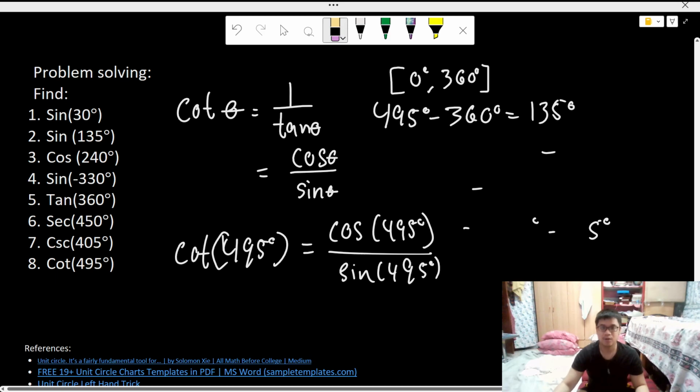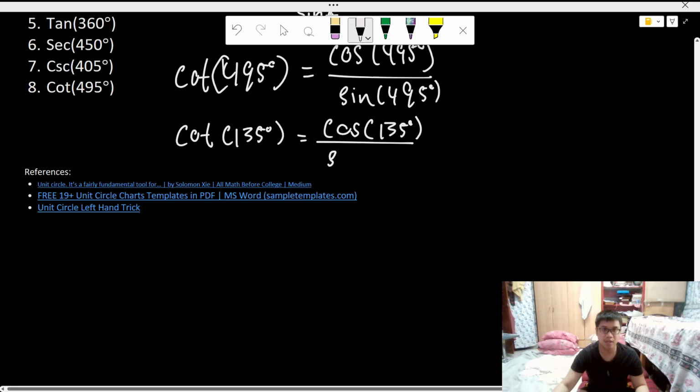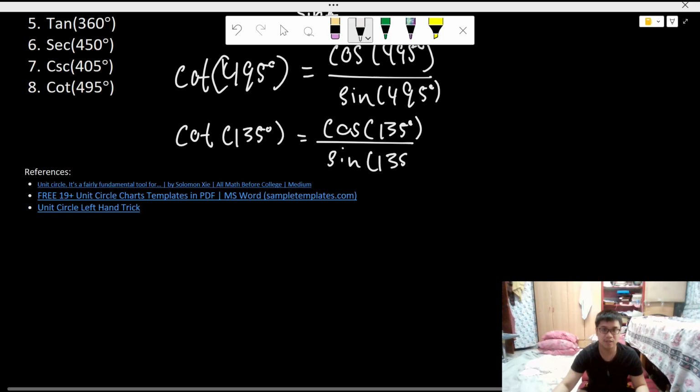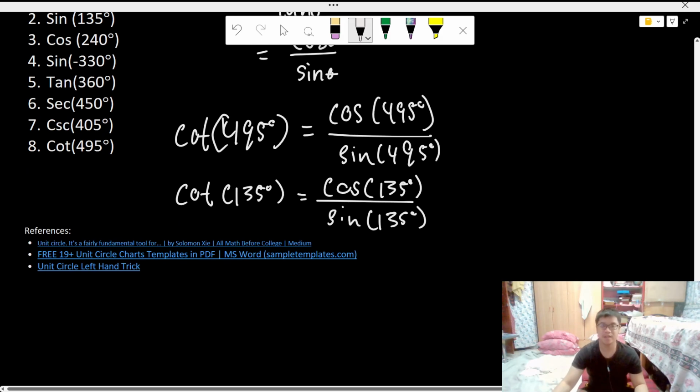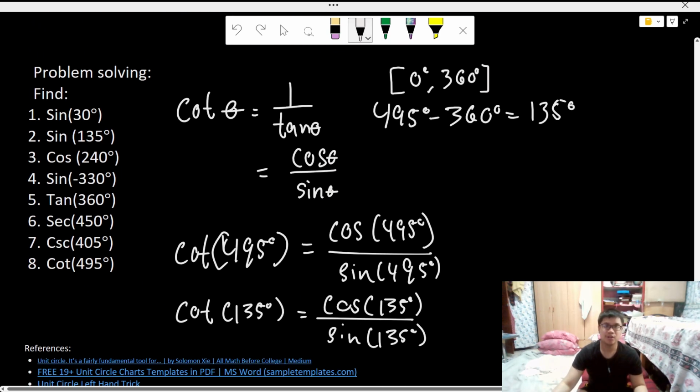So with that, we can simply rewrite cotangent of 495 degrees as cotangent of 135 degrees, which is equal to cosine of 135 degrees all over sine of 135 degrees. So how would you find the value of this one? How would you do that? You will use the reference angle. All right? Where is 135 degrees located?